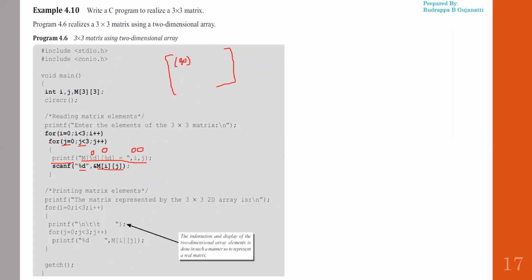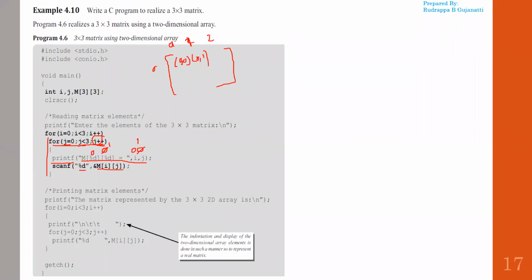Now, since you are in this for loop, j gets incremented. Unless and until this condition fails, it will not go and increment i, because this for loop has to complete its execution. So now j gets incremented. What is the value of j? j will be 1. So here, the next element is entered: 0th row, 0th column, first column, and second column.